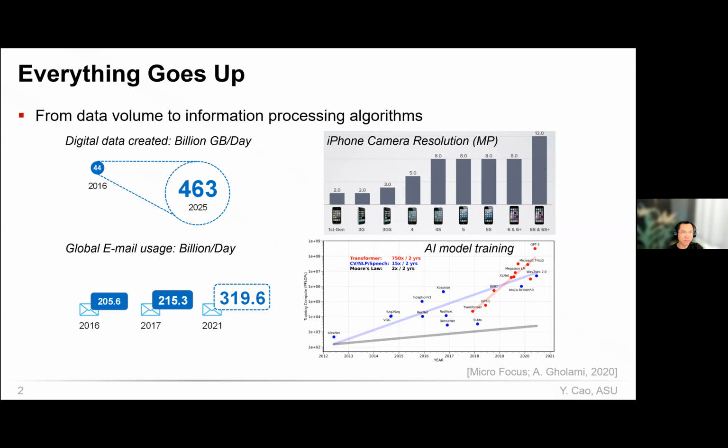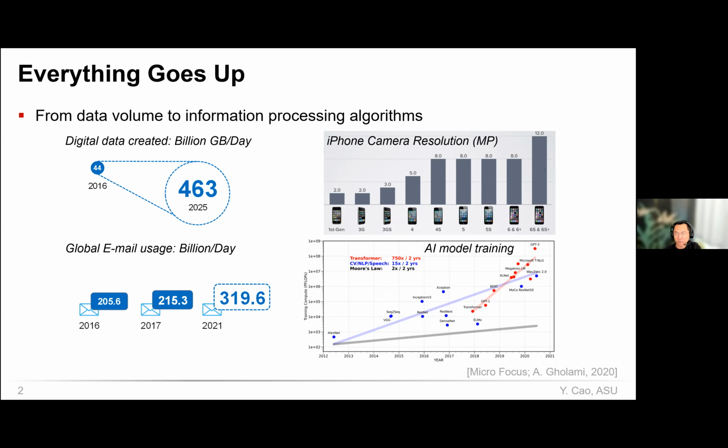And so I'm talking about how everything goes up, not only the gas price, but also, for us, what matters is the data volume everywhere, right? The data coming from email, from cameras, and all those data will give us higher pressure to analyze them at runtime and to deliver in-time responses. And not only that, but also the algorithms to analyze those data.